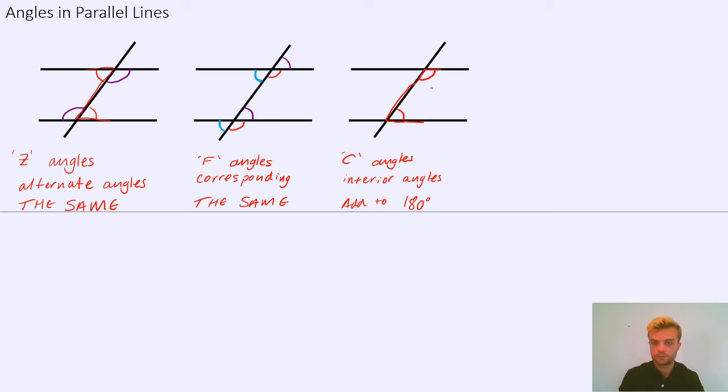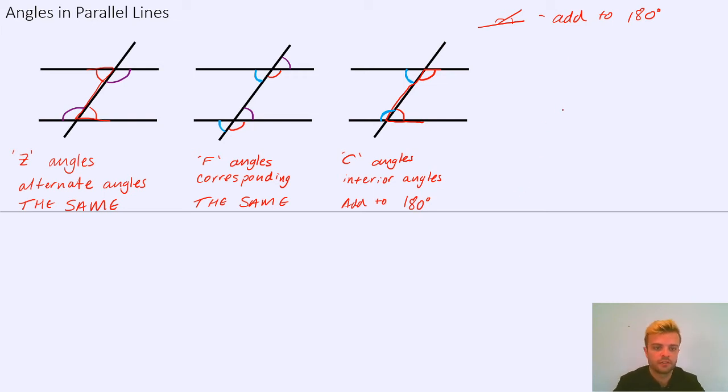And again, like all the other examples, sometimes it doesn't look quite like that. You could have a backward C like this. They're called interior because they're kind of inside parallel lines. They're like inside the C shape, inside the parallel lines, and they add up to 180. One other rule that's often useful to remember is that angles on a straight line add up to 180. That's not unique to parallel lines, but it is often useful in questions like this.